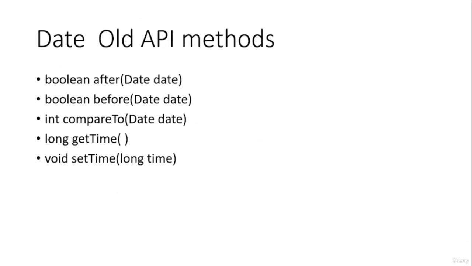Next are the old API's methods. We'll discuss some of the methods in the old API. The first one is the after method. After checks whether a particular date is after another date, so we can pass the dates and check it. Before does the same, checking whether a date is before a particular date. The next method is compareTo. CompareTo compares two dates and returns a value specifying whether it is equal to, greater than, or less than the particular date.